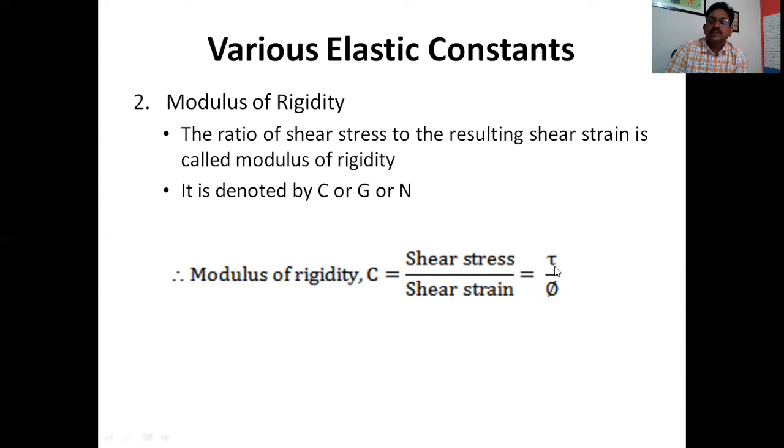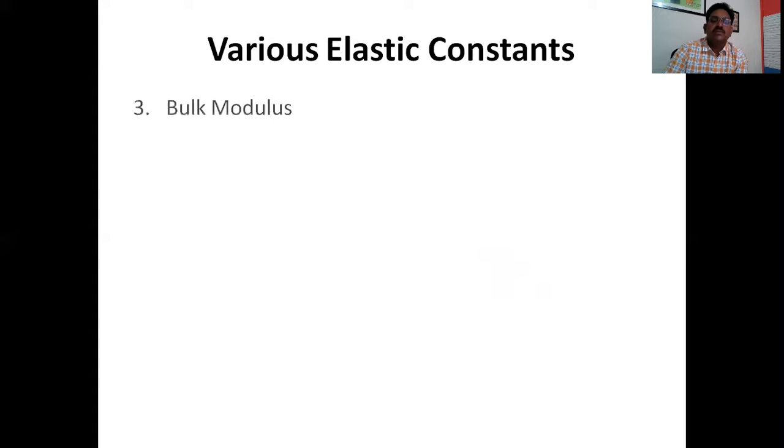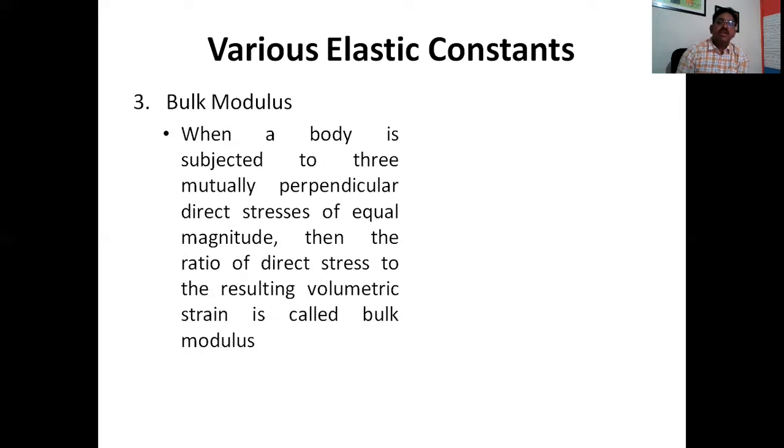So this is what a bulk modulus is. When a body is subjected to three mutually perpendicular direct stresses of equal magnitude, then the ratio of direct stress to resulting volumetric strain is called bulk modulus. For example, we will go through a figure.